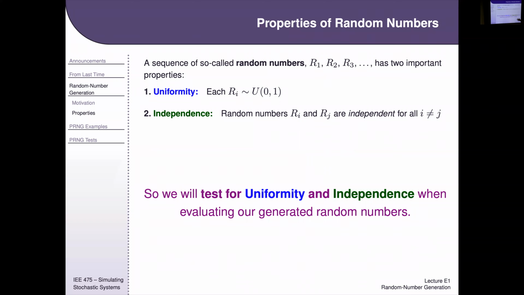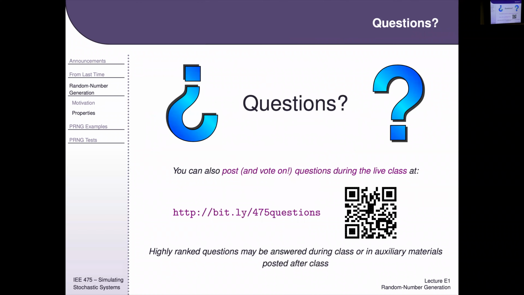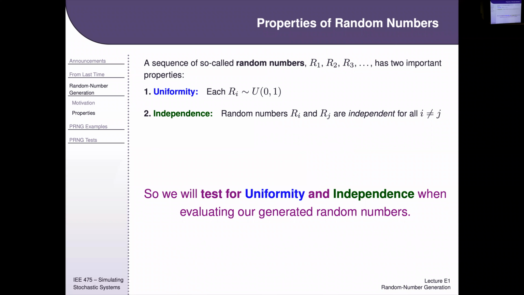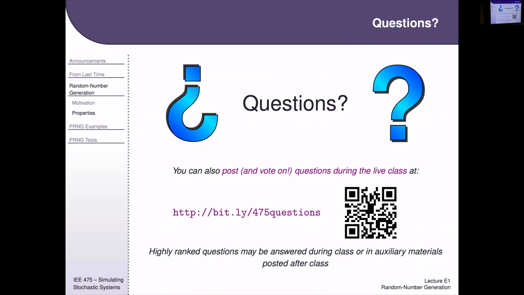All right, so if we want to evaluate our random number generators, we need to be able to test for these two properties. So that's what we're going to be talking about here. We're going to talk about how to generate the numbers and then how to test for these two properties. Any questions?